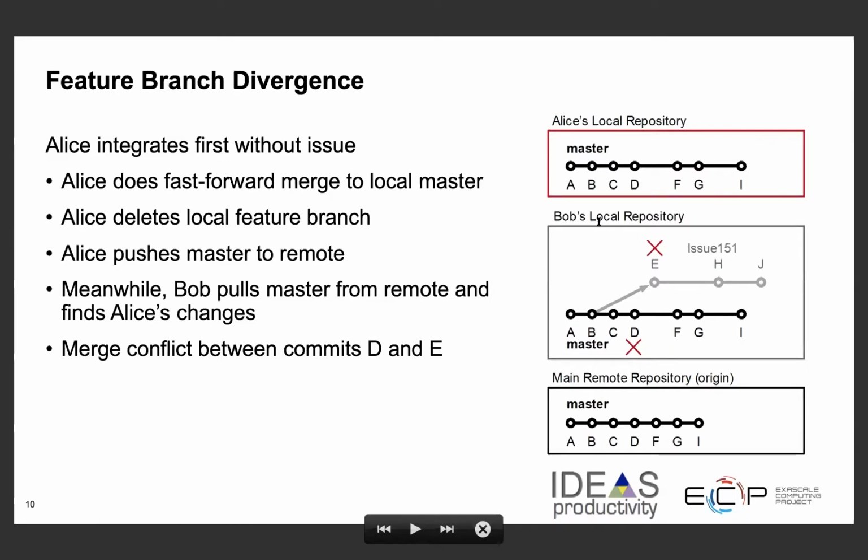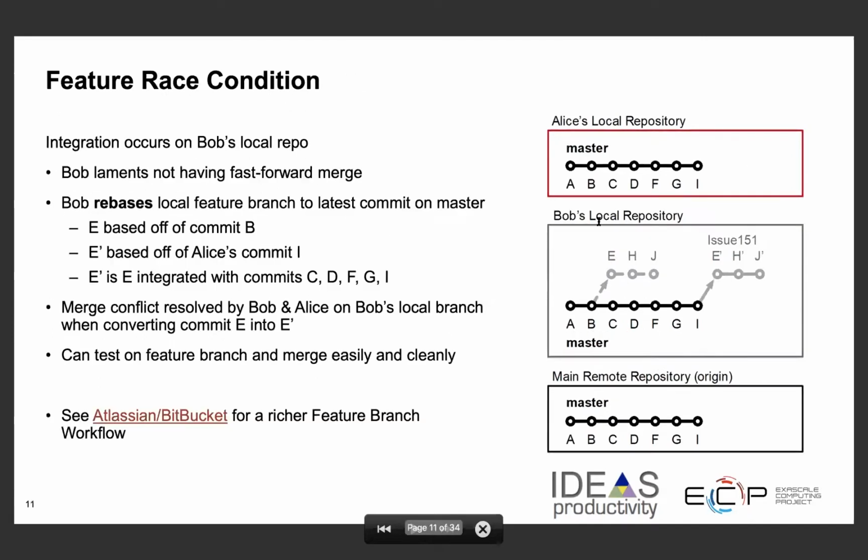Now let's see what happens when there's a feature branch divergence. So let's say Alice pushes her changes to master before Bob does. So now the master branch has C, D, F, G, I commits, which Bob's branch doesn't have. So when Bob wants to merge his branch, he has a conflict between his commit and the code in the master. This is called a merge conflict. And Bob will now have to take some additional steps to resolve this issue so that he can merge with the master successfully.